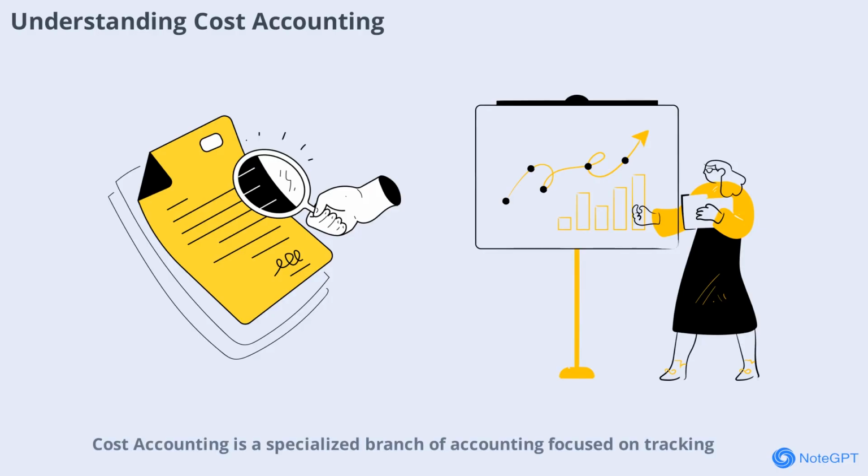Cost accounting is a specialized branch of accounting focused on tracking, recording, and analyzing the costs associated with an organization's activities. It involves the systematic process of recording, classifying, summarizing, and allocating expenditures to determine the cost of products or services. This information is crucial for management, as it supports effective decision-making, cost control, and strategic planning.